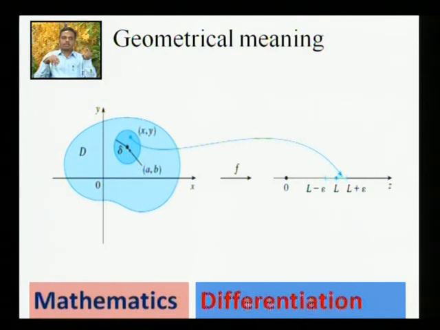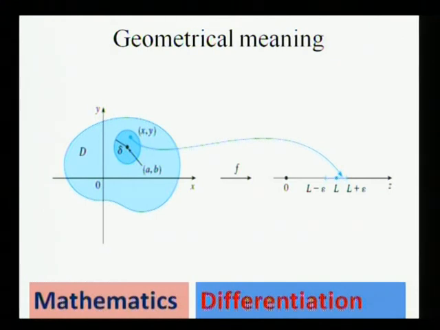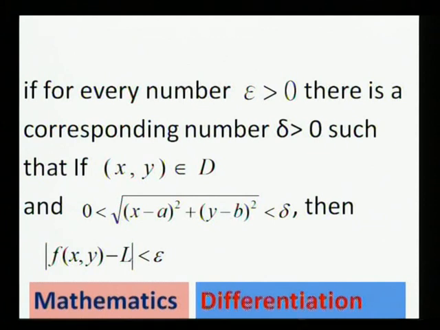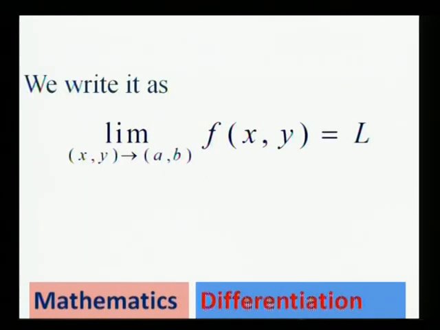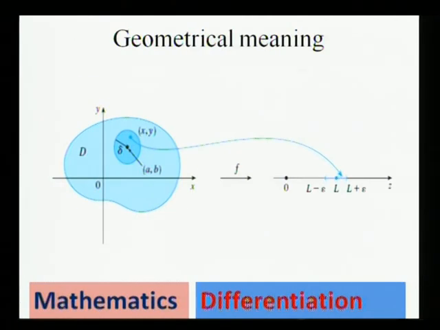So you can see the idea of nearness. If you take any point in this disc, that is, the delta neighborhood of the point (a, b), then its image, f(x, y), is also between L minus epsilon and L plus epsilon, that is, near L. This is how we write the limit of f(x, y) equal to L. The geometrical meaning of this limit is nothing but this: the idea of nearness in the domain carries over to the codomain also.